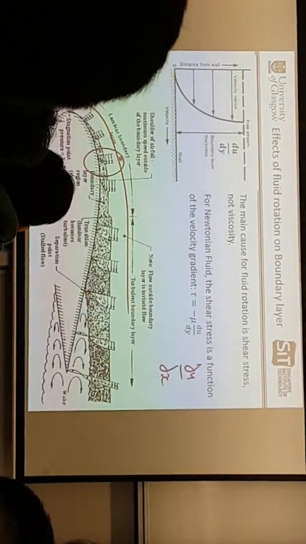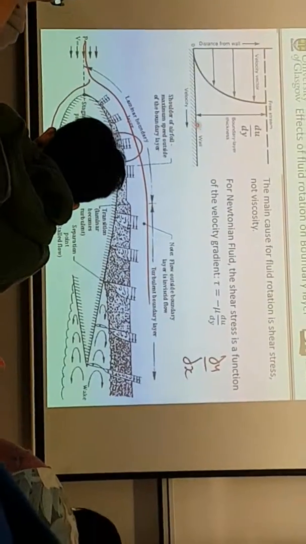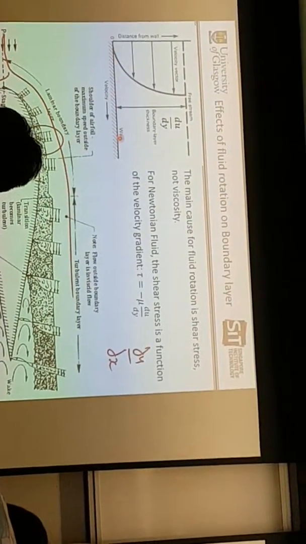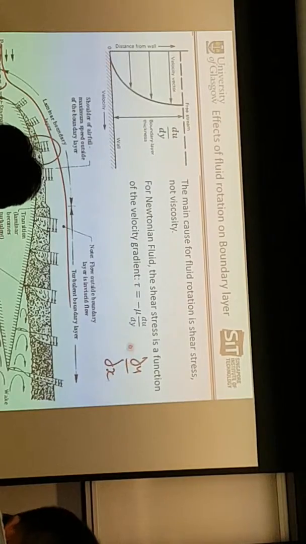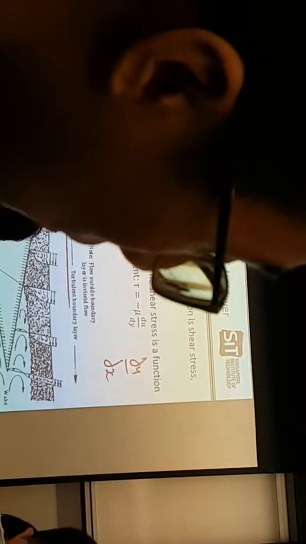So this diagram that I have set for you is also on top here. Just a few important definitions. Y is always the distance away from the wall. That means when you're nearest to the wall, your y is equal to 0. As you go further away, your y will increase.